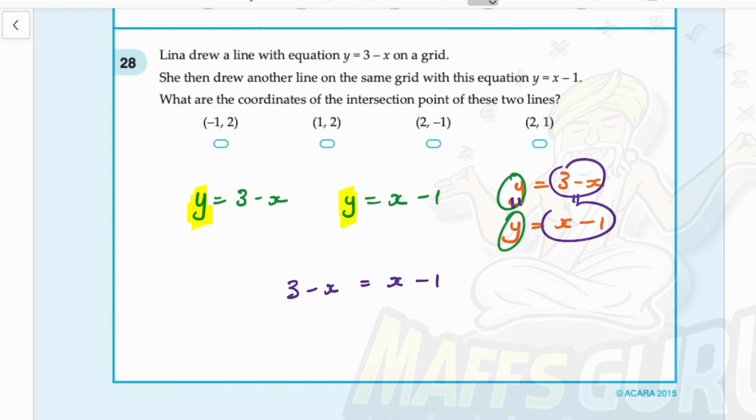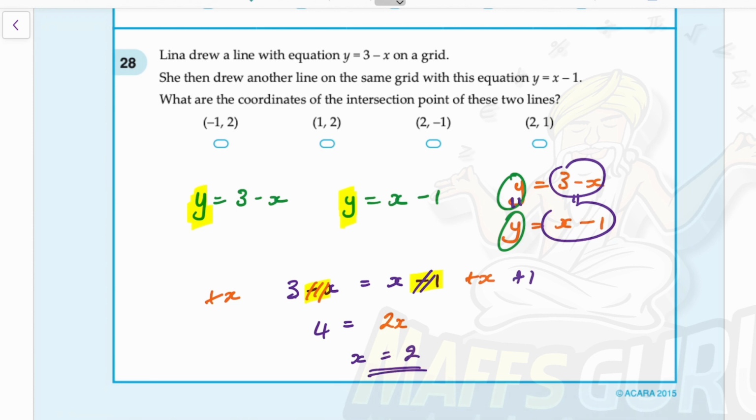What do we do? Well, let's get the x's on the same side. So I'm going to add x to both sides. That's going to get rid of this. Add an x to that side gives me 2x. What am I then going to do? I'm going to get rid of the minus 1 there by adding 1 to both sides. So adding 1 to both sides gets rid of that. 3 plus 1 becomes 4. 4 equals 2x. So x must be equal to 2.